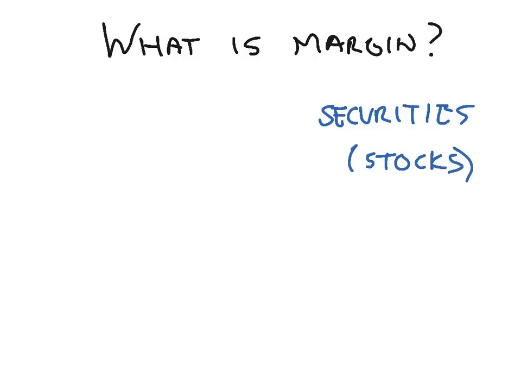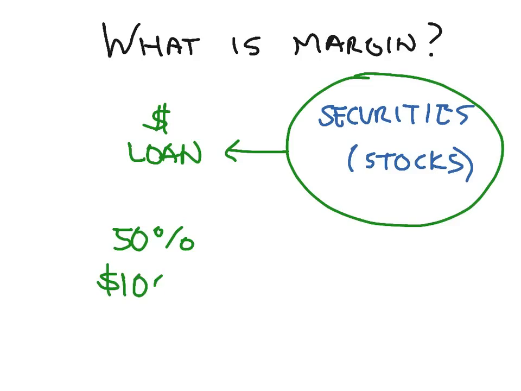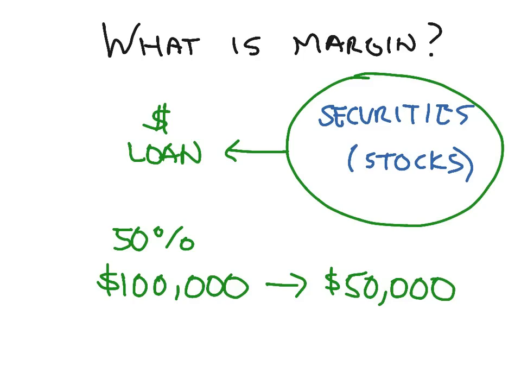Margin's just basically taking a loan out on your securities. In most cases, it's stock. So all you're doing is taking a loan against your stock portfolio, and what they usually allow you to do is get up to 50%. So for example, if you had a portfolio that was worth $100,000, you'd be able to receive $50,000 on margin.